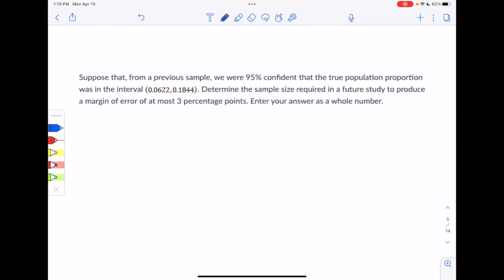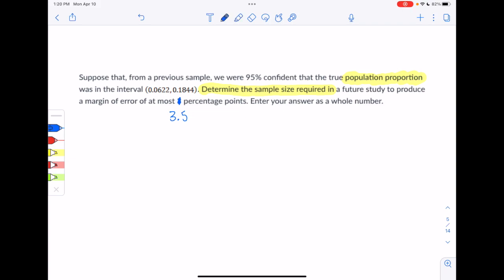So first of all, we're going to make some changes to the problem to give help rather than answers. So instead of 3 percentage points, we're going to work with 3.5 percentage points. Next thing is to figure out the context we're in. We're looking at proportions, not means, so we're in proportion land, not mean land. And they're asking us to determine the sample size required. So we're in the proportion setting and we want a sample size.